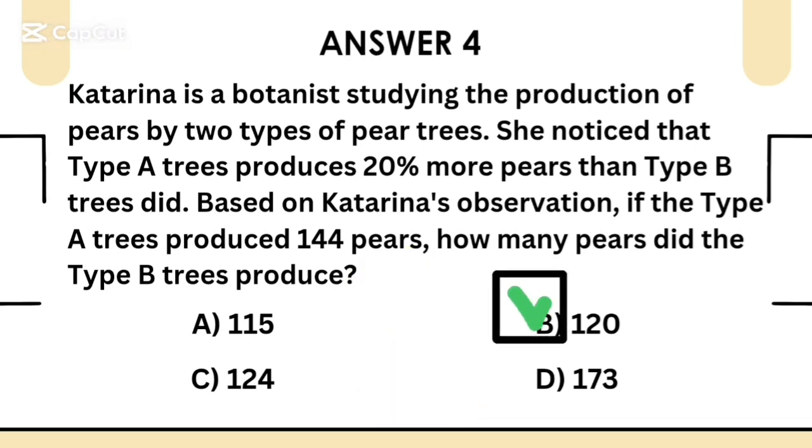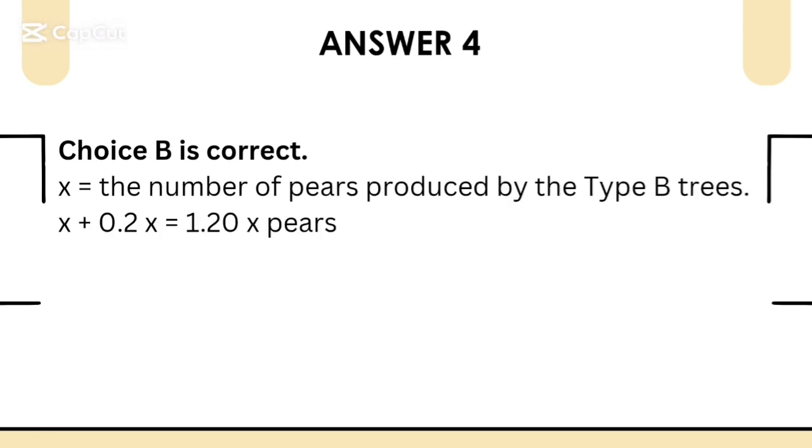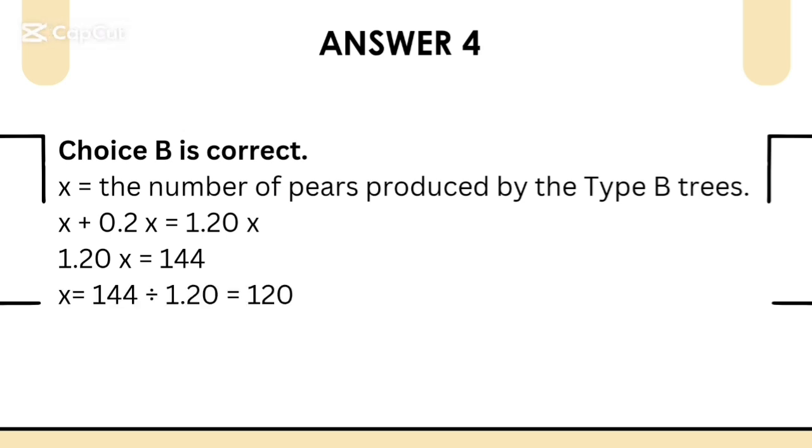The correct choice is option B. Let us break it down and see why. Let x represent the number of pears produced by the type B trees. Type A trees produce 20% more than type B trees, or x, which can be represented as x plus 0.20x equals 1.20x. Since type A trees produce 144 pears, it follows that 1.20x equals 144. Thus, x equals 120. Therefore, the type B trees produced 120 pears.